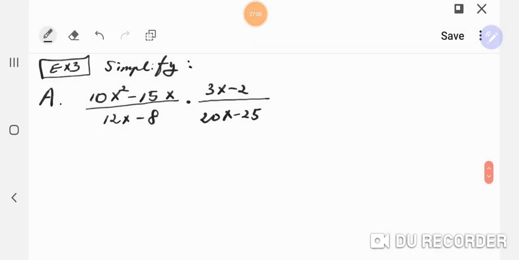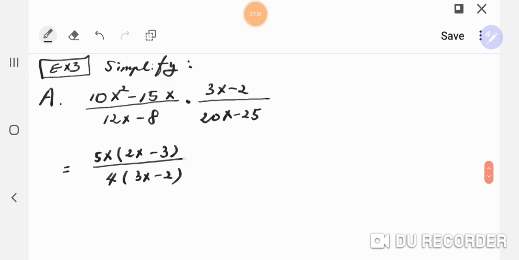Okay, example 3, simplify. So this is a product, one fraction times fraction. So why don't we simplify each part and multiply the factors in the numerators together and the denominators together. So the first part, there is a common factor 5x. So factor out 5x, then 2x minus 3 over. The denominator has a common factor 4. So factor out 4, then 3x minus 2.